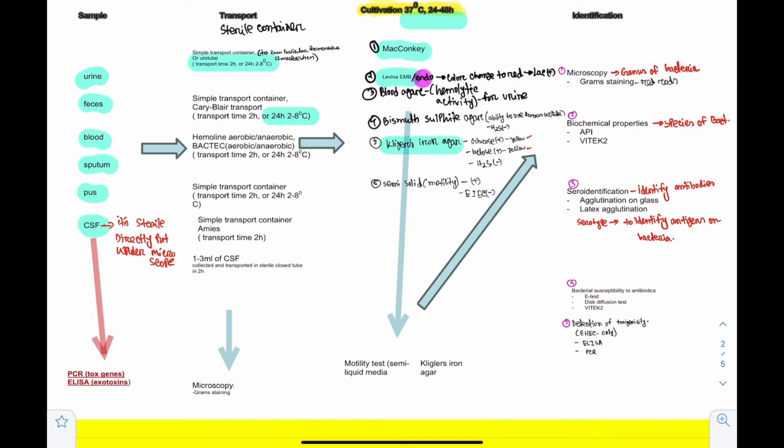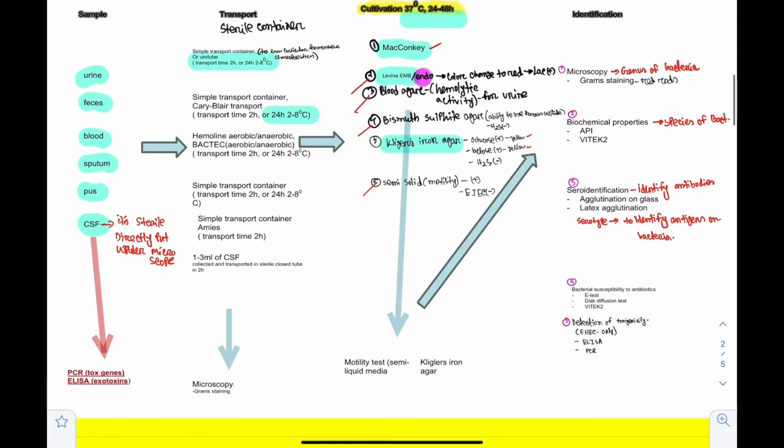To cultivate the bacteria, we use MacConkey agar, Levine agar, blood agar, bismuth sulfite agar, and also semi-solid agar is used to see the motility of the bacteria. So as I've said, if the bacteria has one fimbria, it's more motile. If the bacteria has multiple fimbriae, then it's not that motile.